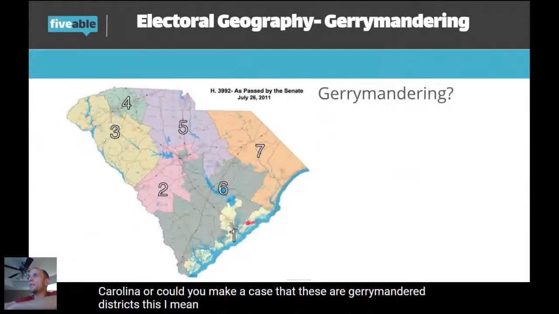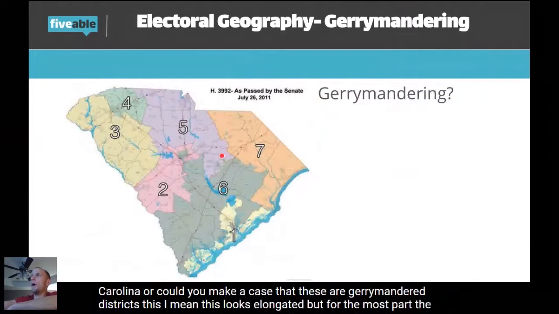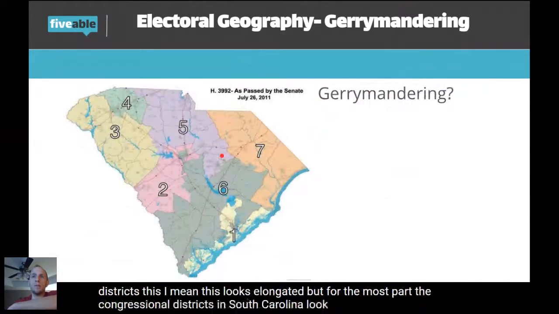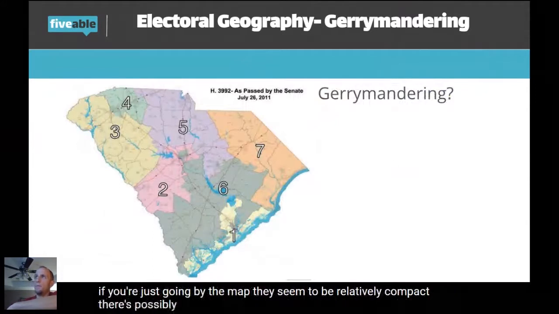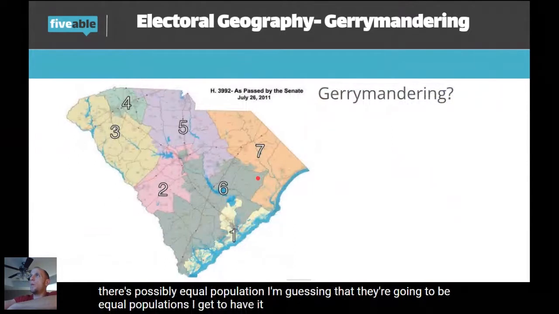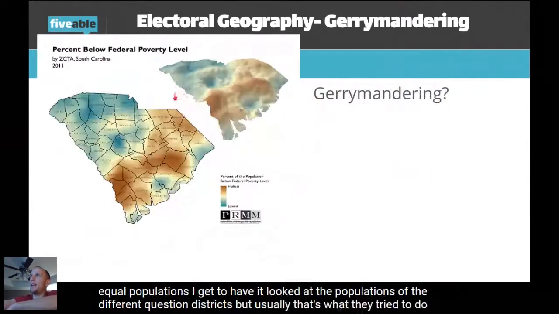On the surface, this looks elongated, but for the most part, the congressional districts in South Carolina look pretty good if you're just going by the map. They seem to be relatively compact. There's possibly equal population. I'm guessing there are going to be equal populations. I haven't looked at the populations of the different congressional districts, but usually that's what they try to do.